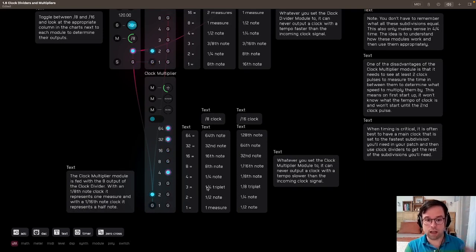So you have a half note, and this is interesting, you have a quarter note triplet, quarter note, 8th note, 16th note, 32nd note, 64th note, okay? And then on the 16th note, you can go all the way up to the 128th note based on this.